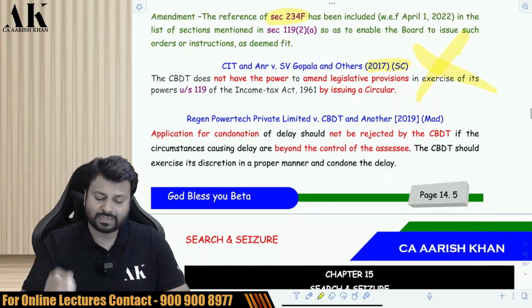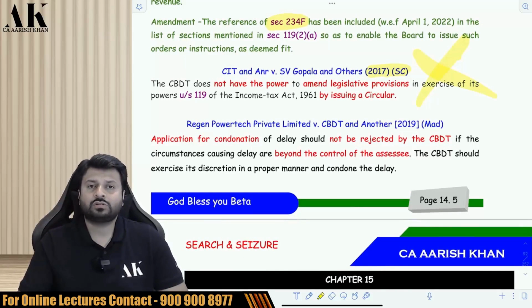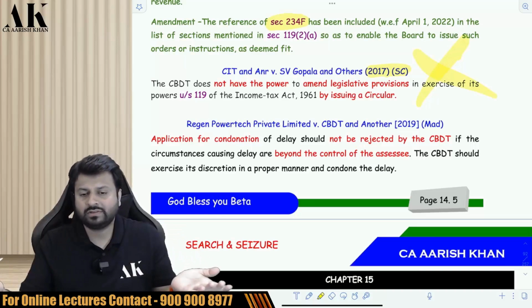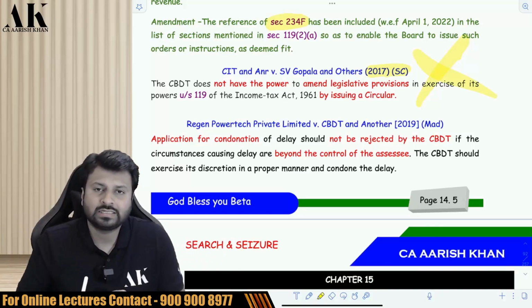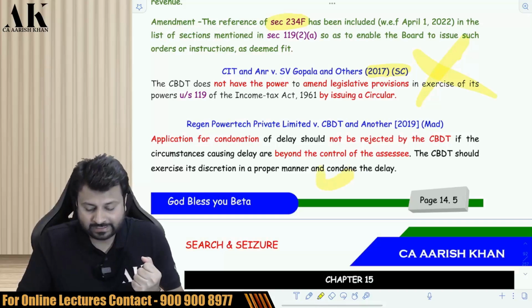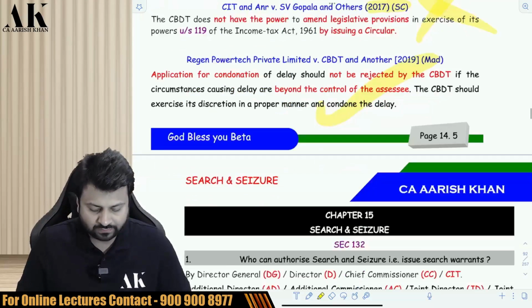Okay. Last but not least in this chapter, suppose an assessee was not able to file the return of income, and the reason was beyond the control of the assessee. So beyond the control of the assessee, if the assessee is not able to file the return, can the department consider his case and condone his delay? And the answer is yes. Check it please.